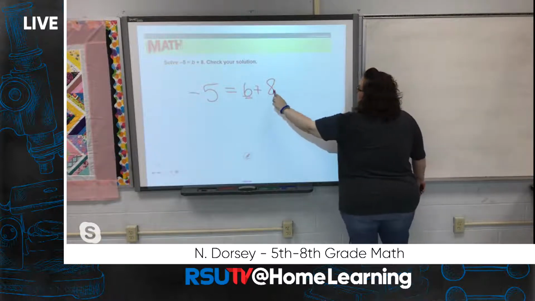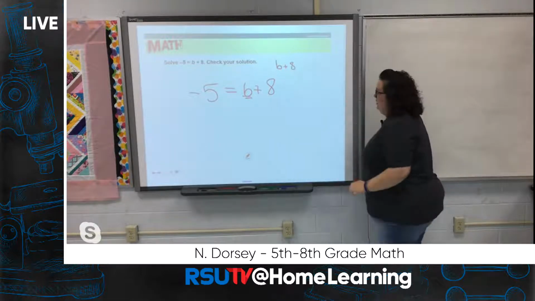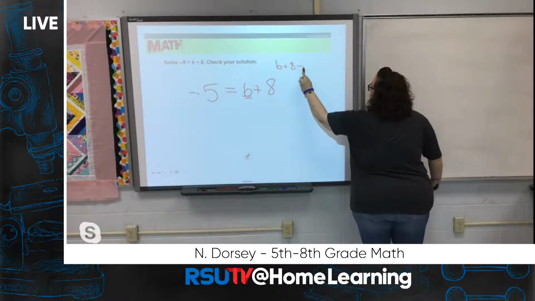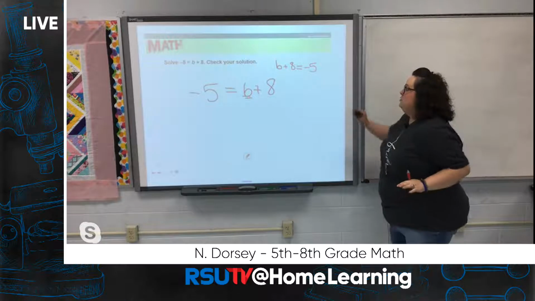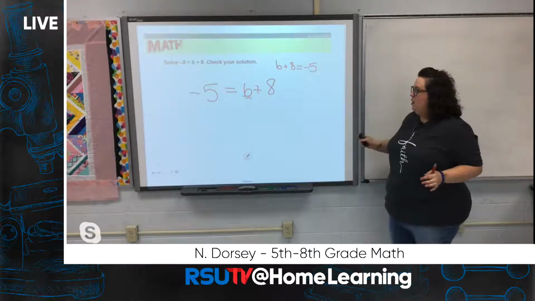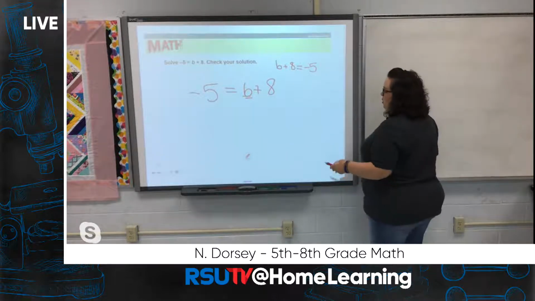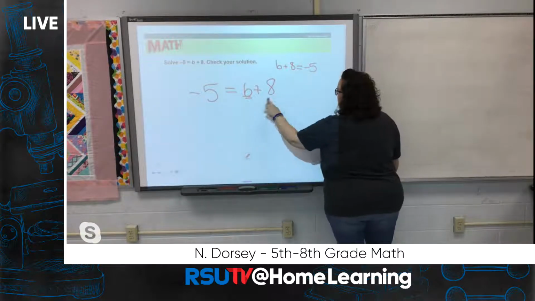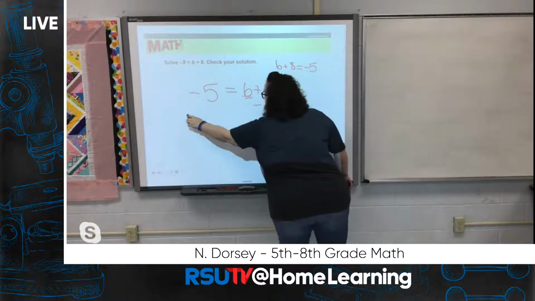So what you could do is you could write b plus 8. See, it didn't change. But bring your equal sign over here and then the negative 5. Some students will look at that and go, oh, I know how to do that. But I'm going to work it out this way so you can see that it's the same way. So the b is going to stay. The positive 8 becomes negative 8. That cancels out, and we move it over here.